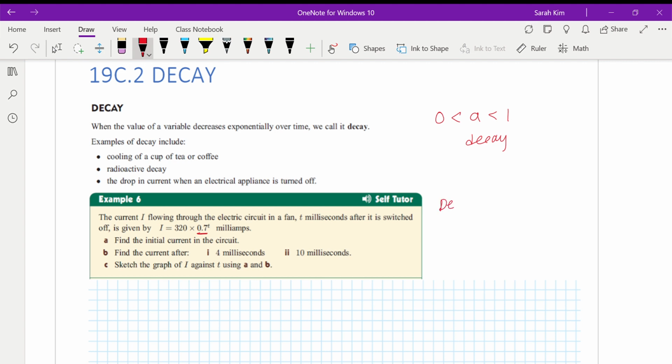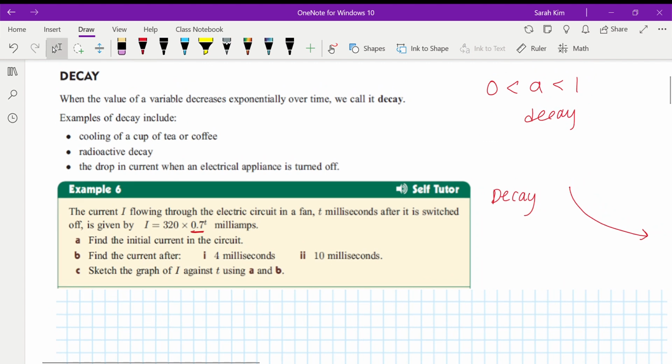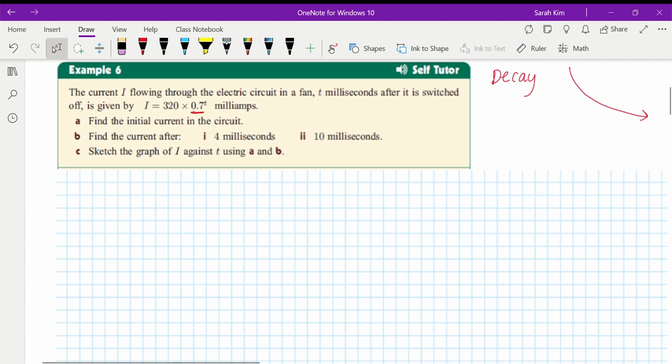This shows me that it's going to be a decay graph, which means it's just going to go down over time. So examples of decay, such as cooling a cup of tea, radioactive decay, a drop in current when an electrical appliance is turned off. So those sorts of stuff is examples of decay. So let's have a look at this example.